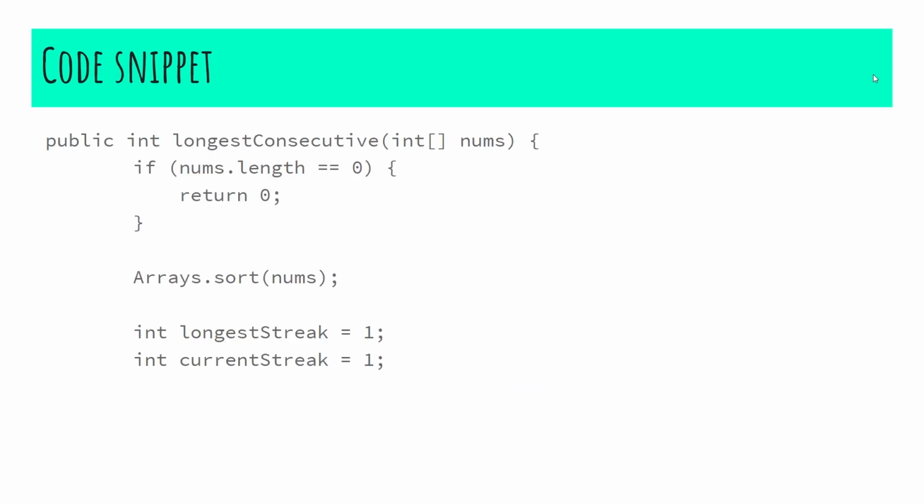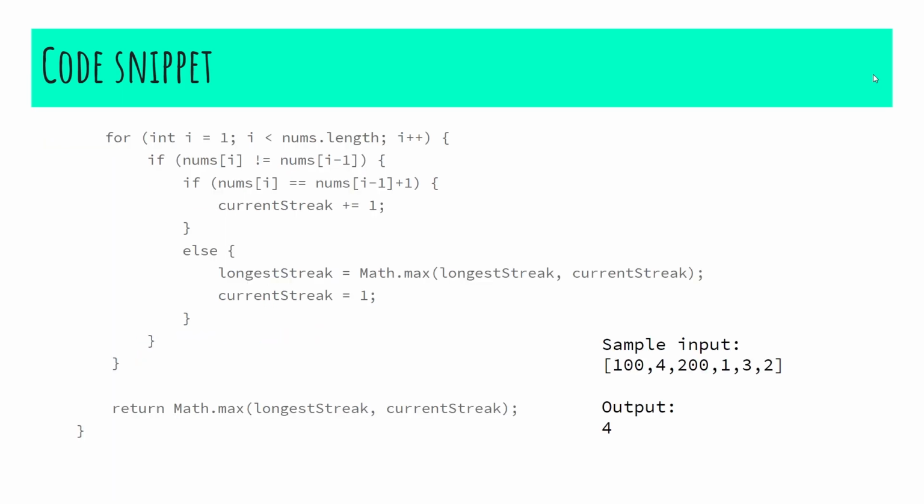Here is our code snippet in Java. Let's assume we are given a sample input array as 100, 4, 200, 1, 3 and 2. We are supposed to get the output as 4. Let's check the code flow.